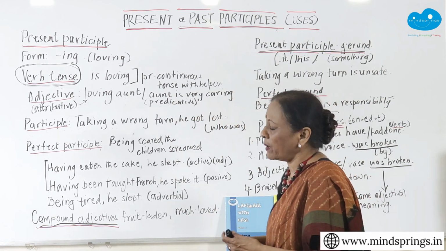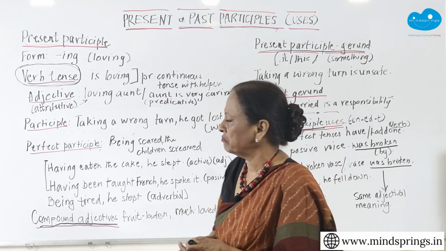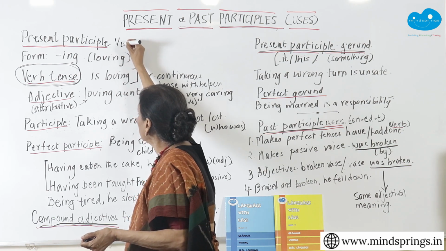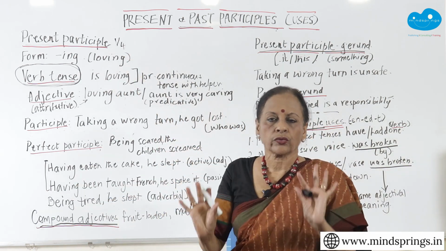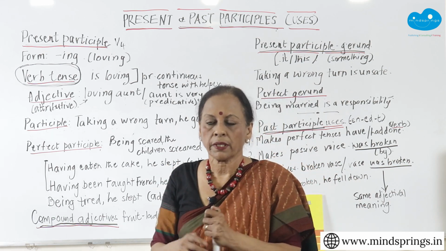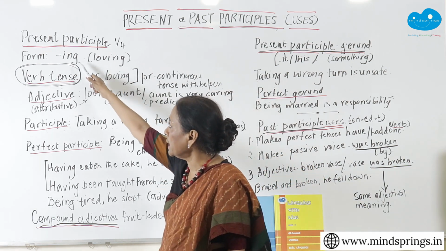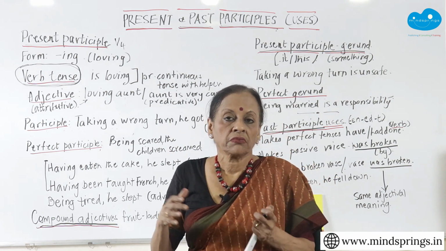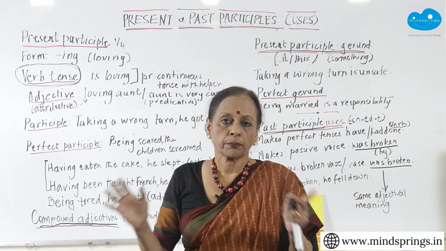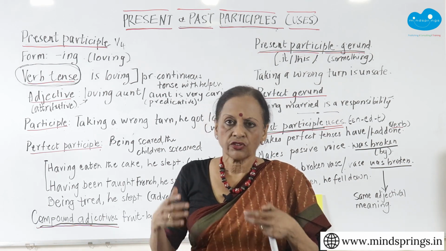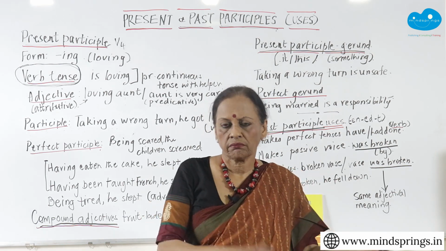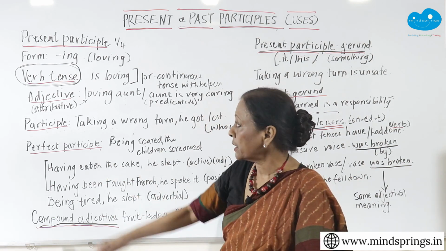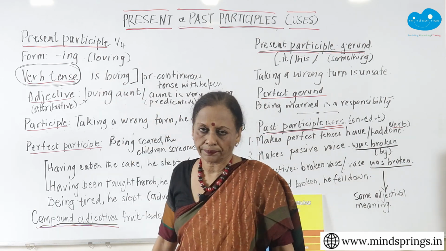So the present participle, I think you guys call it V4 if I am not mistaken. All these are just ways to remember, okay, but it is called the present participle. And how do you know it? The form is the ing form. So if you have a verb, the ing form of that verb is the present participle. Loving, jumping, singing, dancing, sleeping, all of these are present participles. Why present participle? Because of the ing.